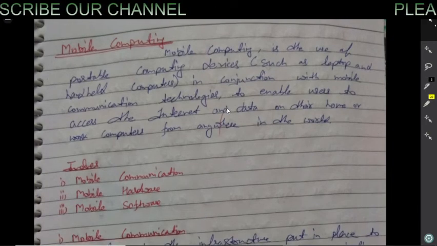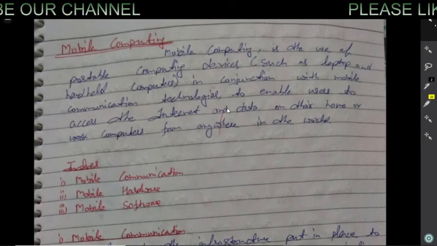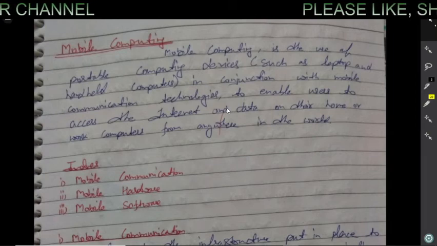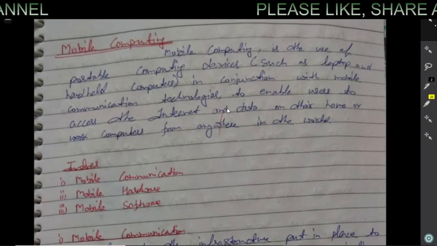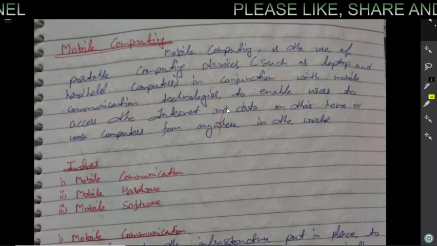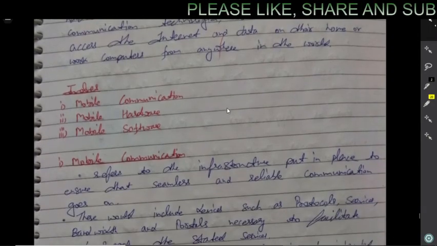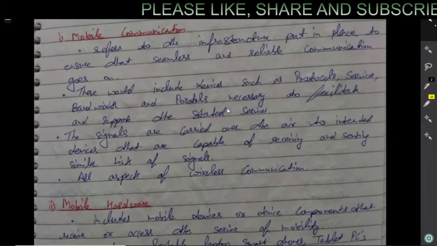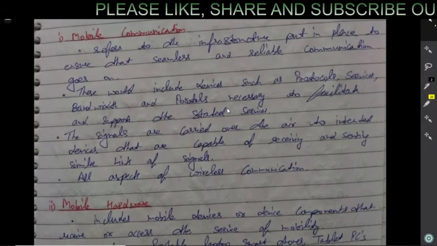Mobile computing involves mobile communication, mobile hardware, and mobile software. Mobile communication refers to the infrastructure put in place to ensure that seamless and reliable communication goes on.